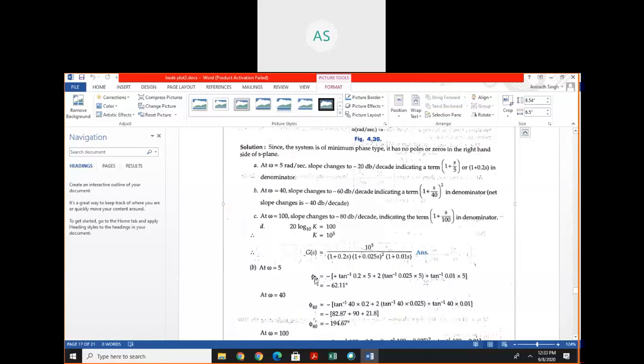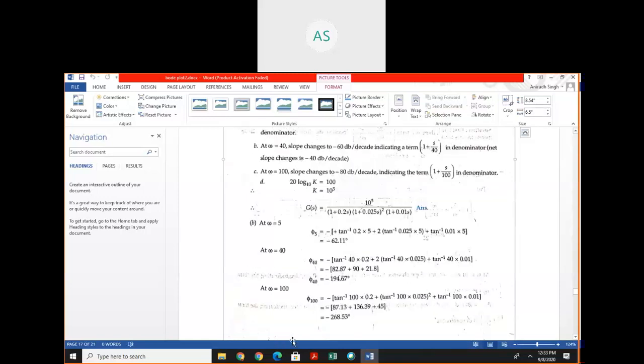Similarly for the other terms. If we substitute the value of omega, we get the phase angle phi as minus 62.11 degrees. Similarly, you can calculate the value of the phase angle when the value of omega is 40, and when the value of omega is 100.